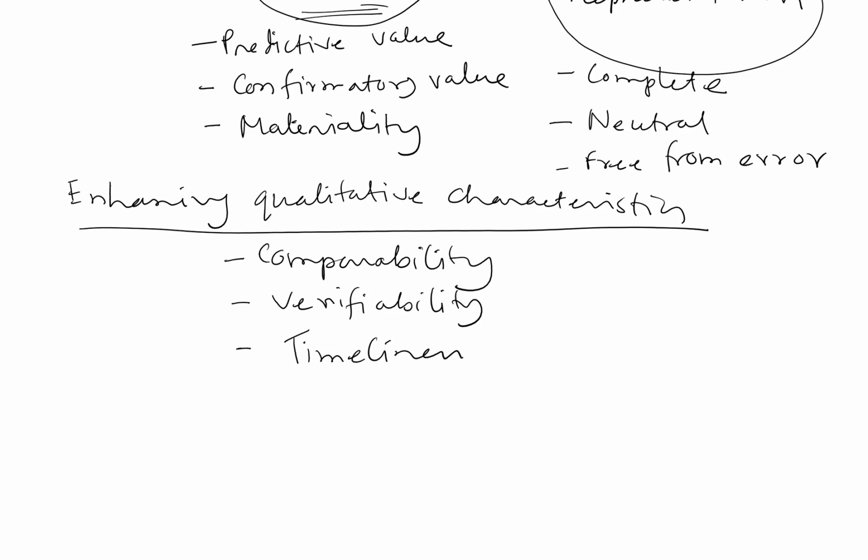And another item that can also enhance the qualitative characteristics, which is understandability. Information could be really relevant and it could be free from error, but if you present it in a complex way and if it is not easily understandable, then there might be some questions about the qualitative criteria of that information. So companies also need to work on that understandability to enhance the qualitative characteristics.